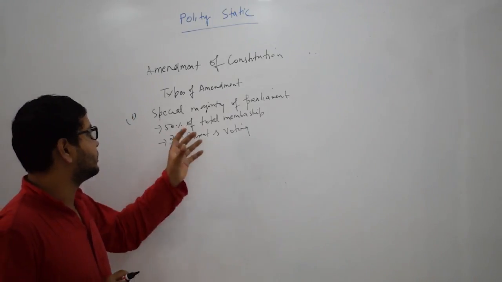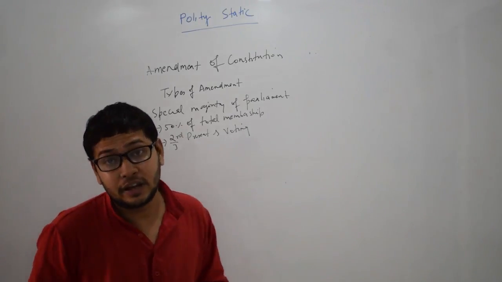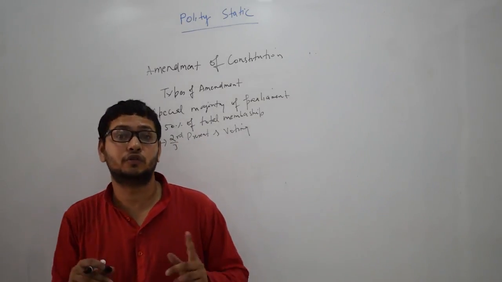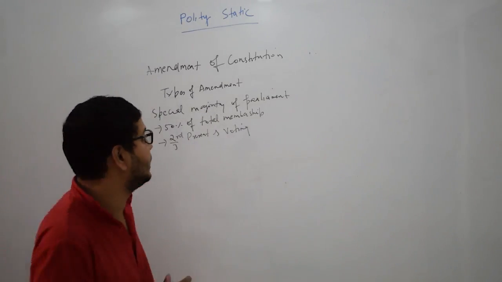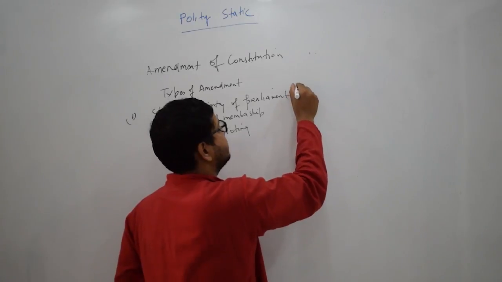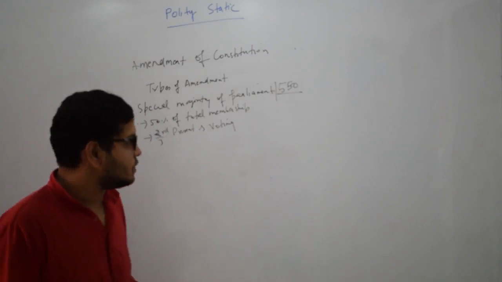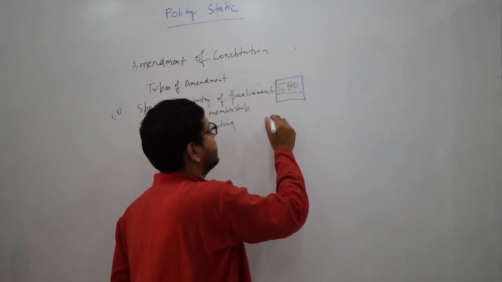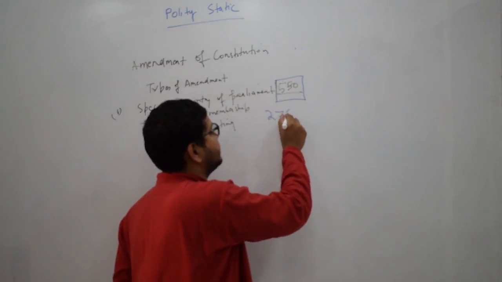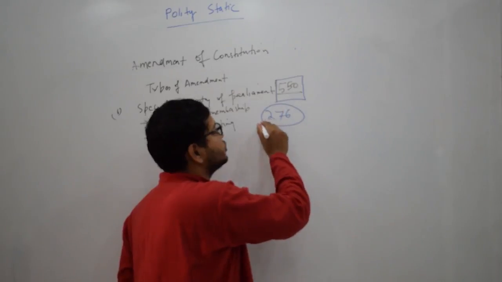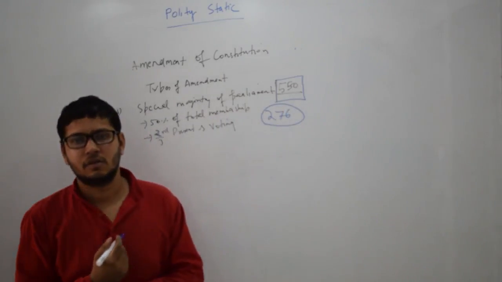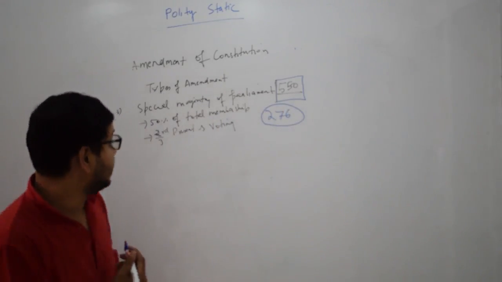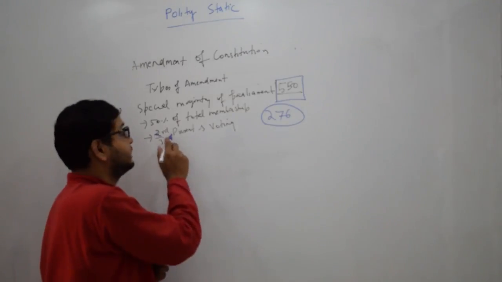So 50% of total membership would include all the vacant posts and all the posts which are not filled. So the total strength of parliament is 550. Suppose there are 550 members, at least 276 members should have voted for it. And the second provision is that 2/3 present and voting.